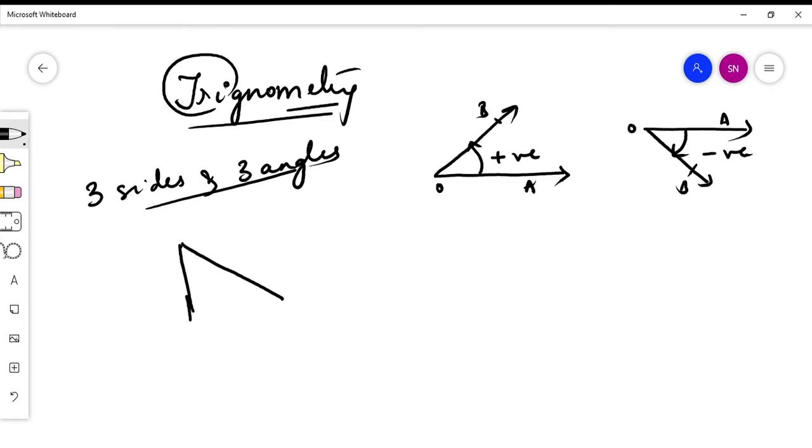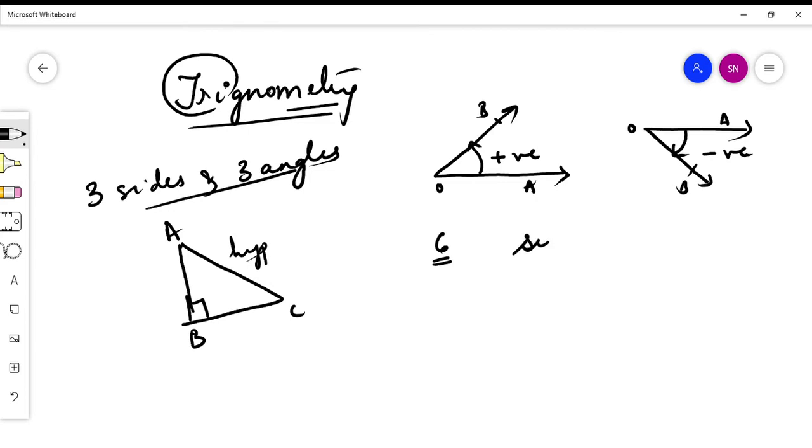So a right angle triangle looks something like this. Let me call this as A, B, C. This is right angled at B. So AC is the hypotenuse, correct? Now coming to trigonometry. So in trigonometry, dealing with a right angle triangle, we have something called as ratios, trigonometric ratios, okay? And there are six trigonometric ratios.